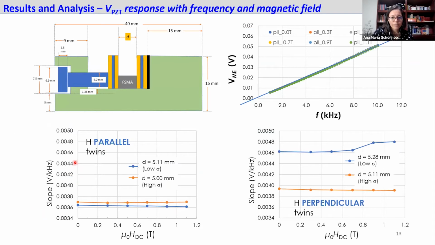In the parallel case, as you can see, the slope is not changing. It's constant with the magnetic field, but it changes with the compression. And the slope changes, for example, in the perpendicular case when the magnetic field is larger than 0.7 Tesla. Also, the response is larger than in the parallel case.